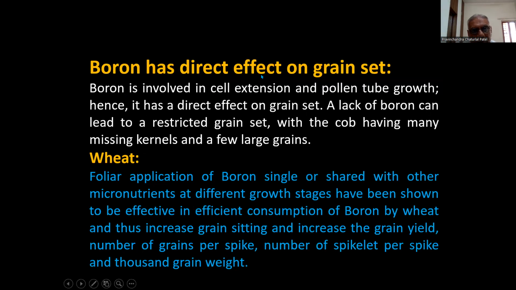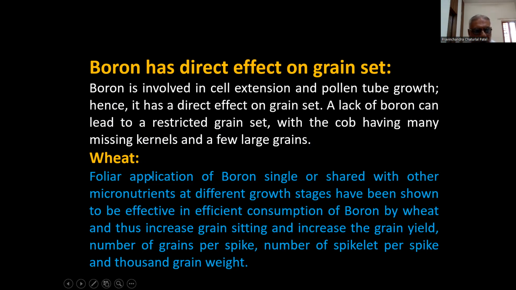Then boron has a direct effect on grain set. Boron is involved in cell extension and pollen tube growth, hence it has a direct effect on grain set. A lack of boron can lead to restricted grain set, with the cob having many missing kernels and a few large grains.